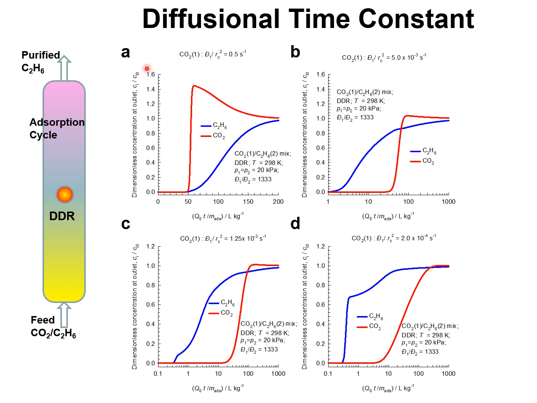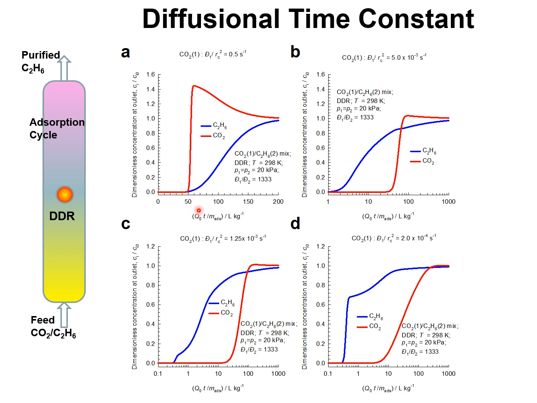Now let's consider this scenario A, in which the diffusional time constant is 0.5 per second. We note that CO2 breaks through earlier than ethane, and therefore purified ethane cannot be recovered in the adsorption cycle.